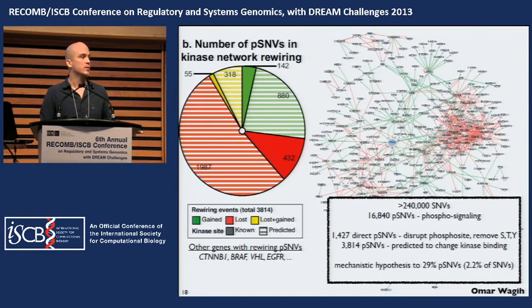While there are also nearly 4,000 sites where we can predict some sort of kinase network rewiring, which brings us to nearly one third of the phosphosite mutations, we can start predicting the mechanism of how they carry out their function in cancer cells.